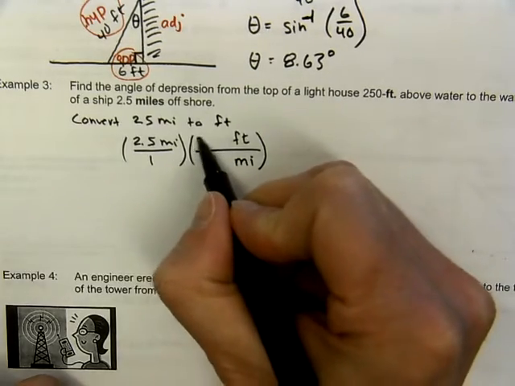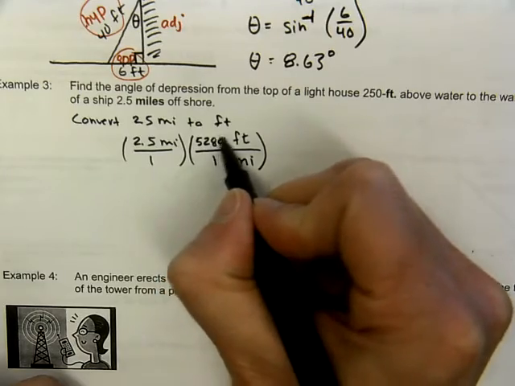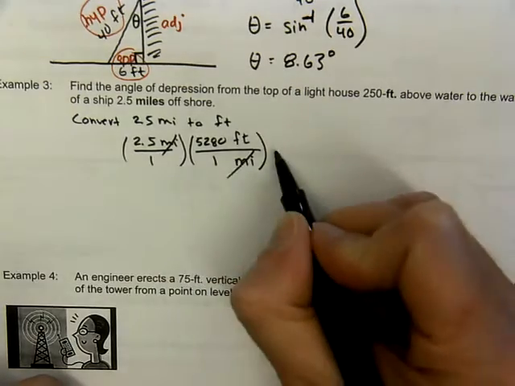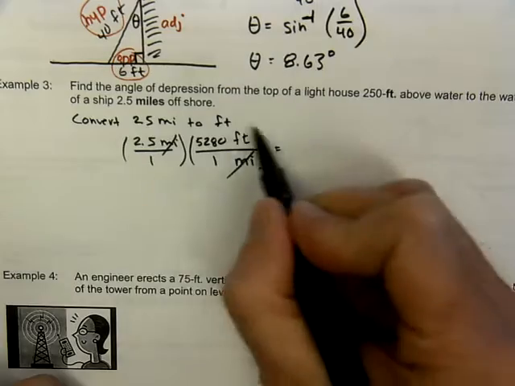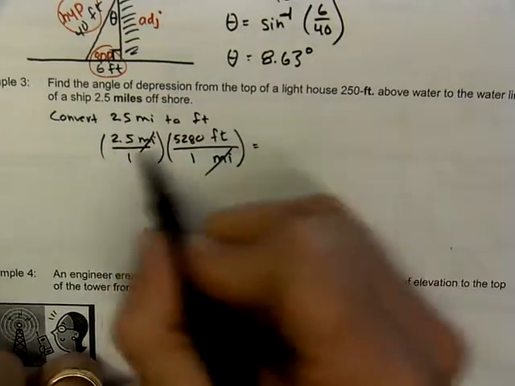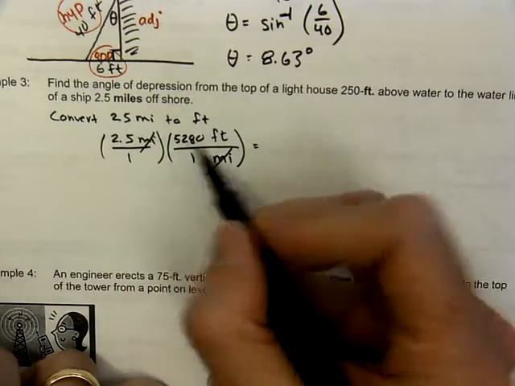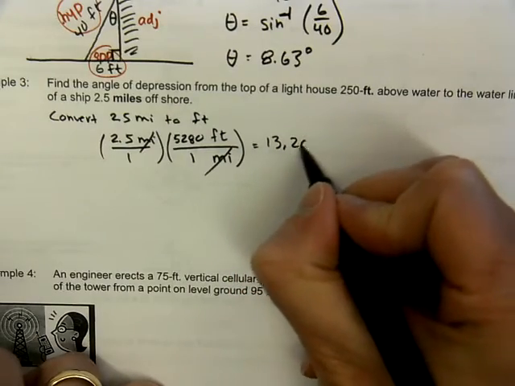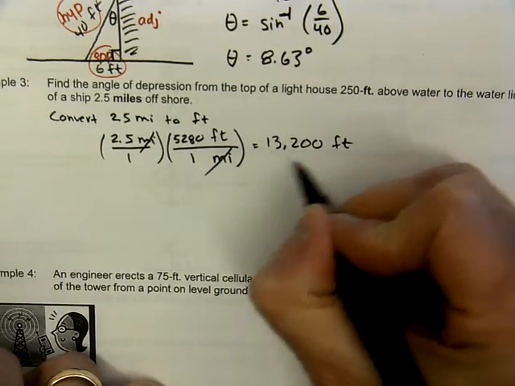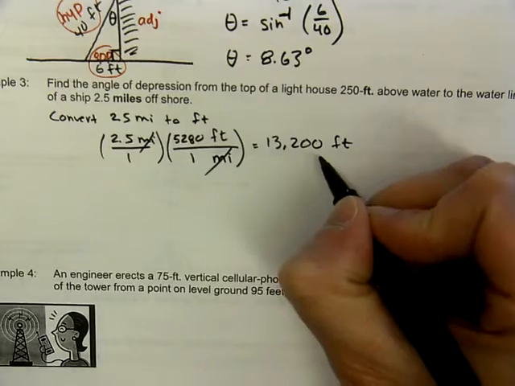We want feet instead, so that goes on the top. And in a single mile, there are 5,280 feet. So you can see now when you multiply these fractions, the miles will cancel off, and we'll just have feet remaining. A little calculator work here to get that pretty big number. We get 13,200, and that's in feet. So that's how far the boat is from the shore.